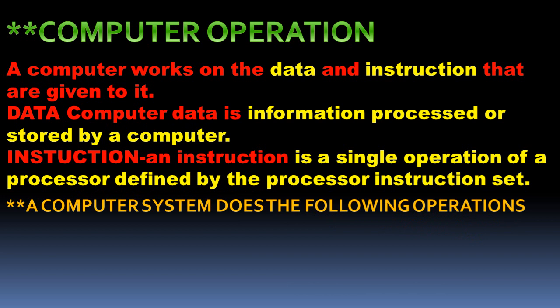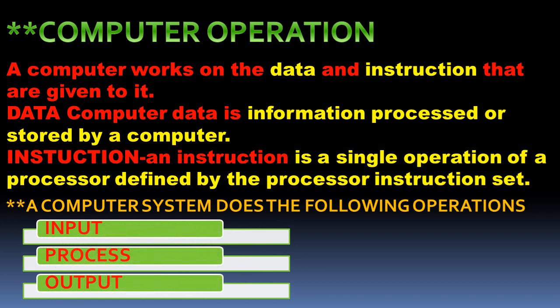Now we are going to study about the computer's operations. There are three types of operations. One is input, second one is process, third one is output. Now in the next slide, we will study the details of these three operations.